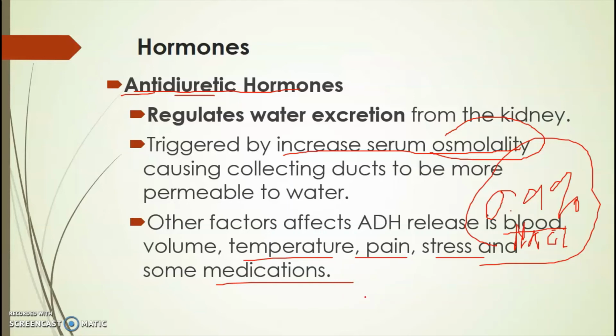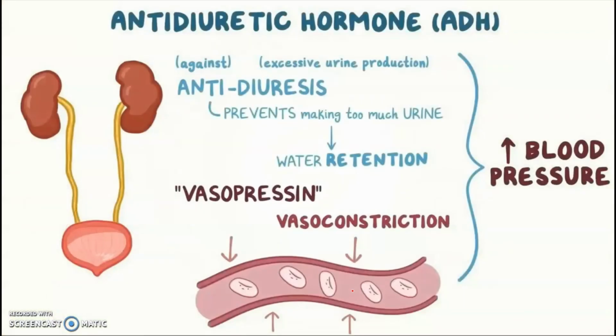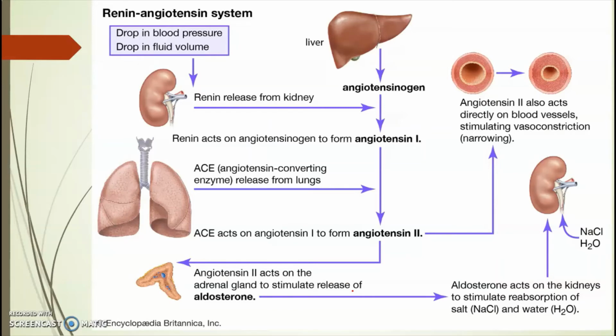So basically, this hormone really affects the fluids of the body, because it will determine how much urine will be excreted from our kidneys. Another one is your renin-angiotensin system, which is actually known as your RAAS, the renin-angiotensin-aldosterone system.